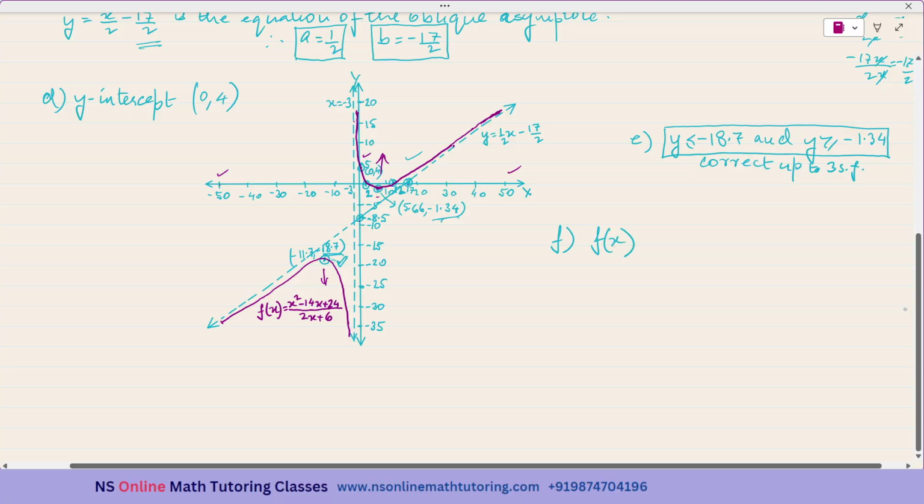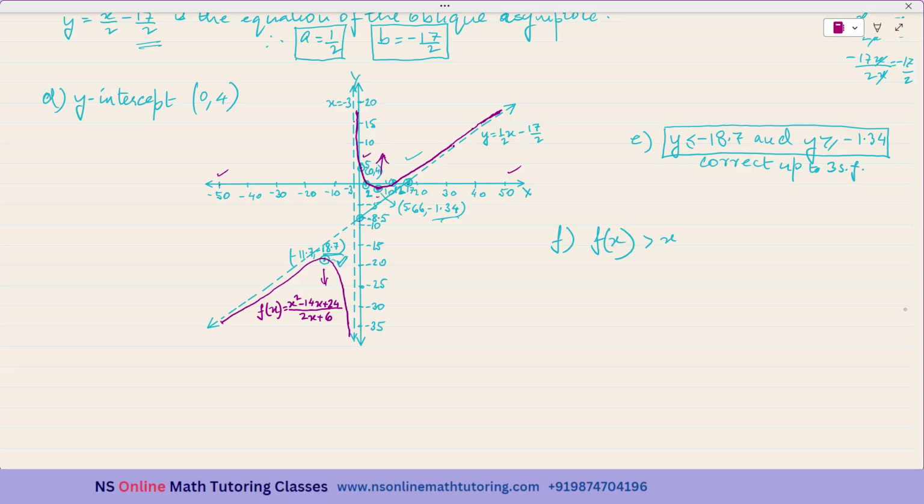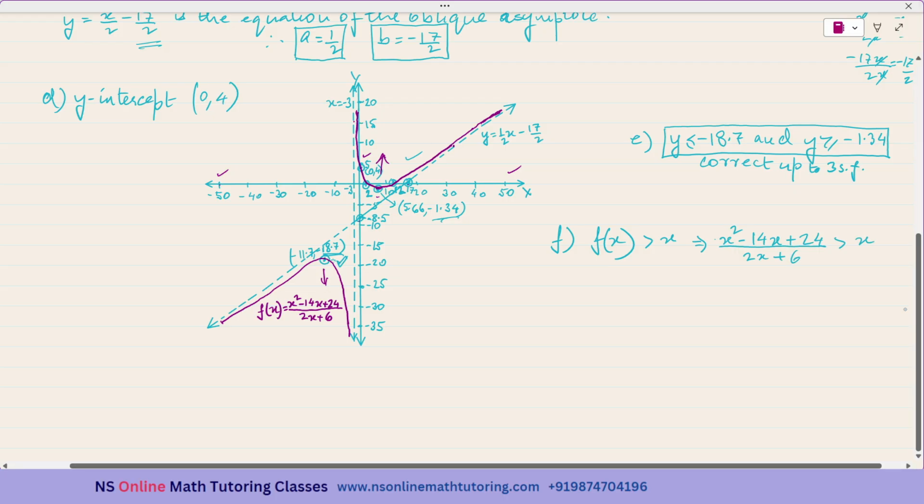f of x is greater than x. What is f of x? This one: x squared minus 14x plus 24 over 2x plus 6 is greater than x. Now, there is one problem.